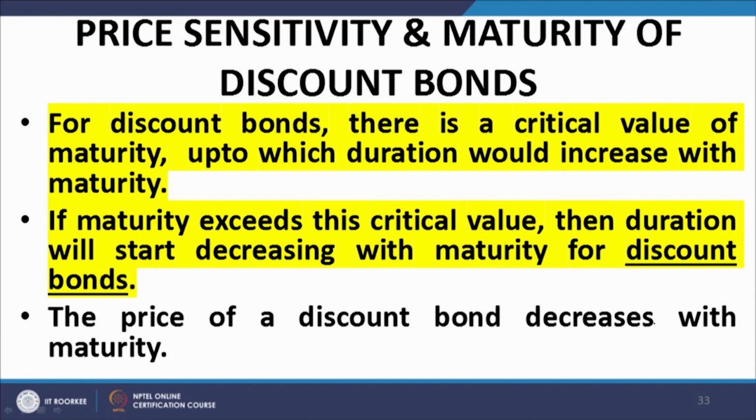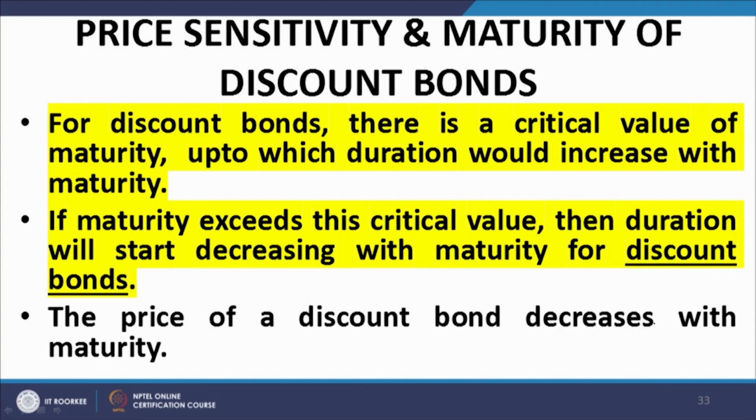Price sensitivity and maturity of discount bonds. Now, here we have some anomalous behavior. Why do we have the anomalous behavior? If you recall, a few minutes back I mentioned that the duration of discount bonds initially increases up to a critical value of maturity, and thereafter the duration starts decreasing. I repeat, the duration initially increases up to a critical value of maturity for discount bonds. That is important: this is for discount bonds, not for par and premium bonds. Thereafter the duration starts decreasing.